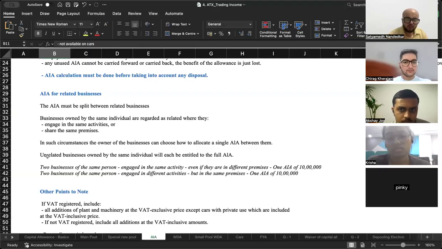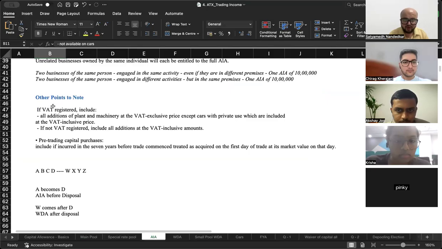Okay. Now, other points to note, if you are VAT registered, include all additions of plant and machinery at VAT exclusive prices except for private cars or cars with private use, which are included at the VAT inclusive prices. If not VAT registered, then of course you will have to take the full amount. Now, pre-trading capital purchases, if incurred in 7 years before the trade commenced, are treated as acquired on the first day of trade at their market value on that date.